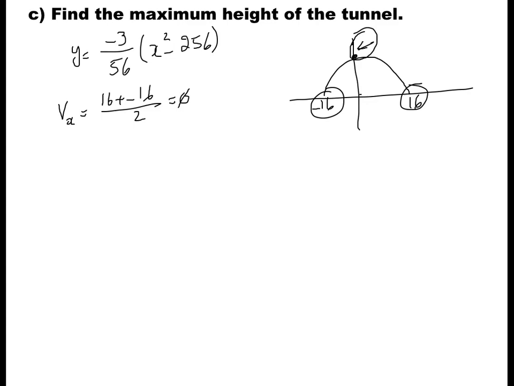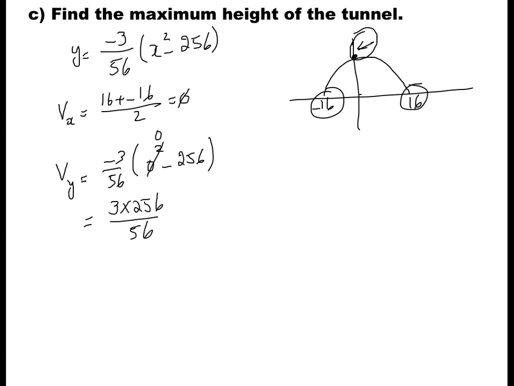Now I'm going to substitute back x equal to 0 in the equation to find the y-coordinate. So v sub y is negative 3 over 56 times 0 squared minus 256, which is 0 squared is 0, and negative 256 times negative is going to give me 3 times 256 positive over 56, which when you use your calculator, is approximately 13.71 meters. This means that the height of the tunnel is 13.71 meters.